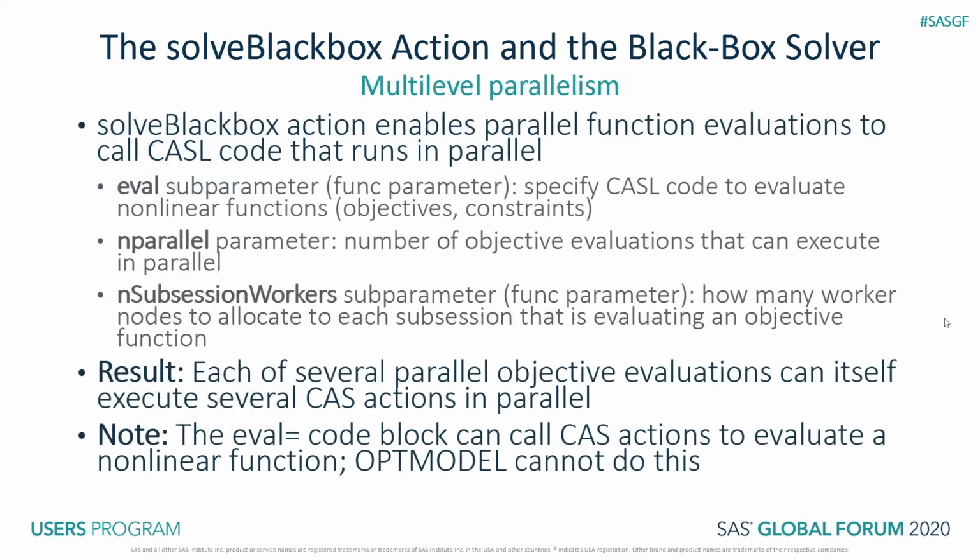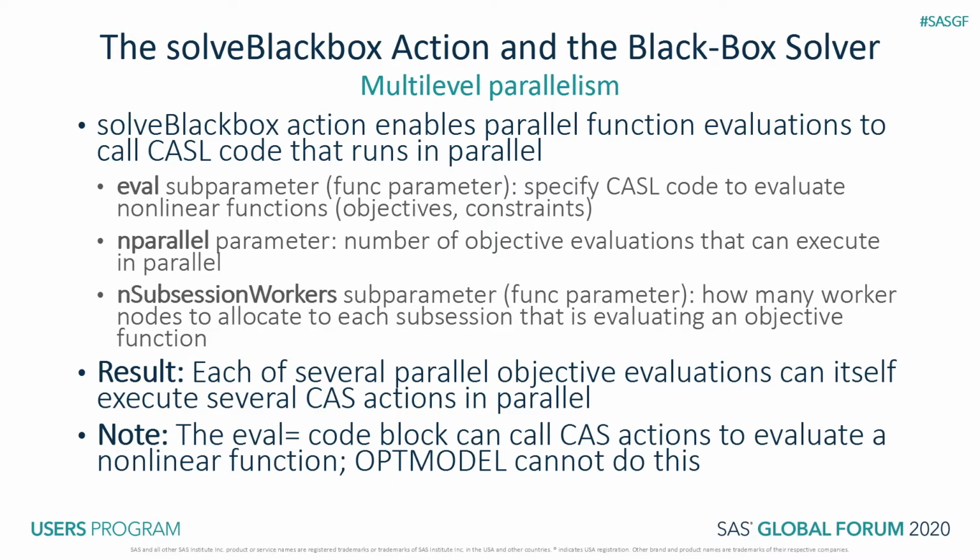Now let's talk about another advantage of the solveBlackbox action, multilevel parallelism. And this is part of the flexibility that the eval equals code block provides. In this case, let's say you've defined a nonlinear objective function. The nParallel parameter enables you to define how many objective function evaluations using that eval equals code block can run simultaneously. The nSubsessionWorkers parameter lets you specify how many worker nodes each one of these evaluations can use by itself. This means that multiple parallel function evaluations can each execute multiple CAS actions in parallel.